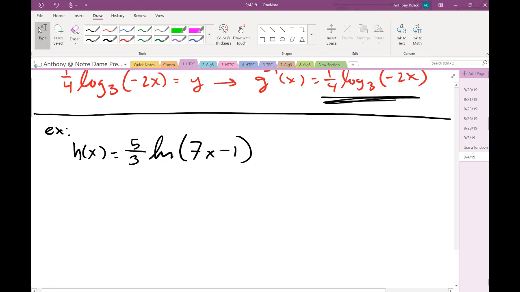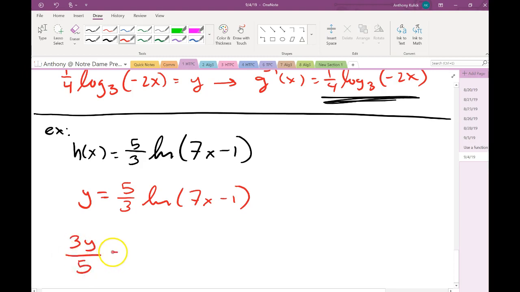Okay. This, I think, is the last one, was my plan here, looking at my notes. All right. First step. Write it as y equals notation. Then what do you want to do? Good. Multiply both sides by 3/5. Everybody happy there?